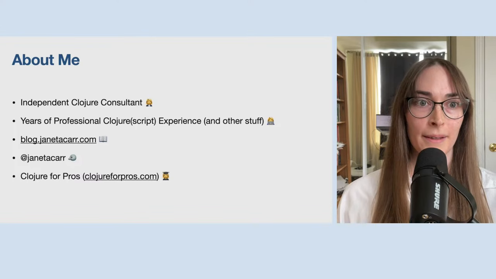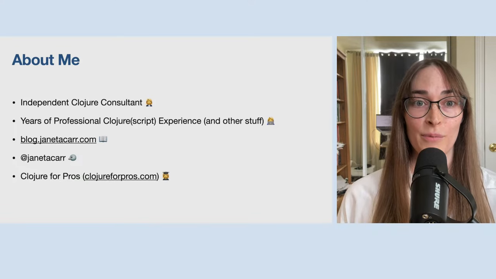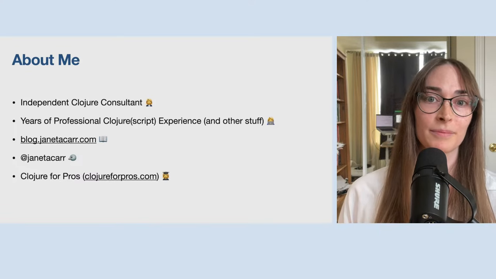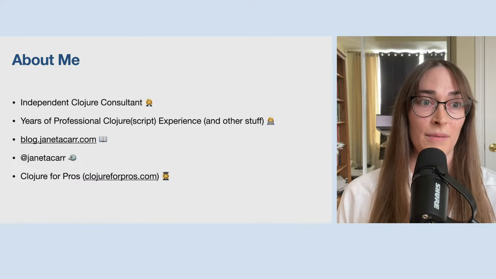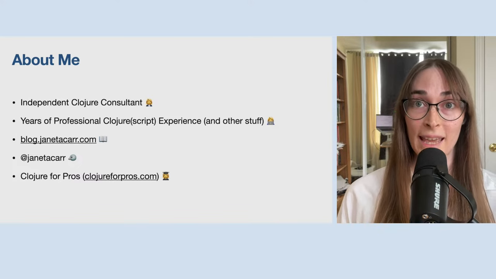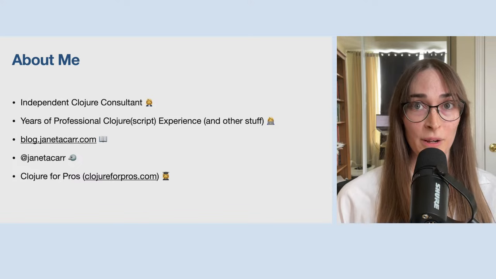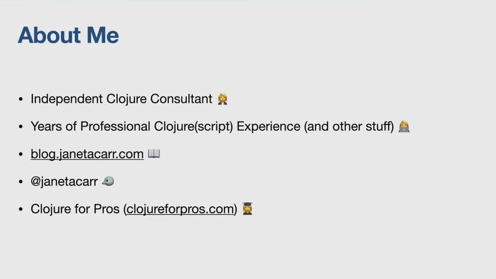But first, a bit about me. I'm an independent Clojure consultant, and I have years of professional Clojure and ClojureScript experience. I started messing around with functional programming like 12 years ago. I have a blog that people seem to like. I talk a lot about the stuff that I'm about to talk about today there. I also talk about that same stuff on Twitter. You can find me around the internet, most places at Janet A. Carr. And my latest project is this course called Clojure for Pros. It is a course for professional software developers who want to use and learn Clojure at their day job.